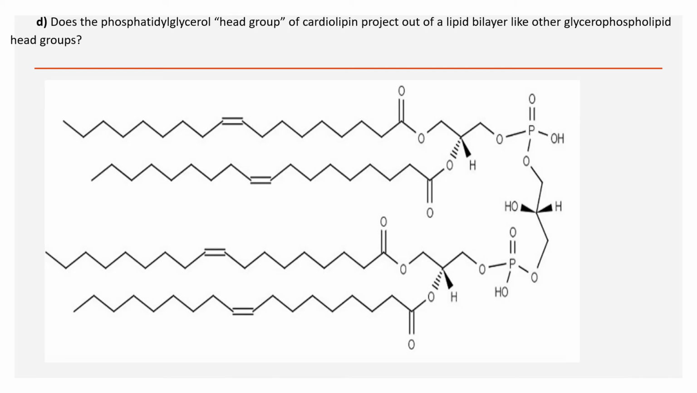Does the phosphatidylglycerol head group of cardiolipin project out of the lipid bilayer like other glycerophospholipid head groups? The answer is no, because the head group has 2 acyl chains that are buried in the interior of the bilayer. So cardiolipin is one of those molecules that you should practice drawing a few times. Definitely get familiar with it, learn to identify it.